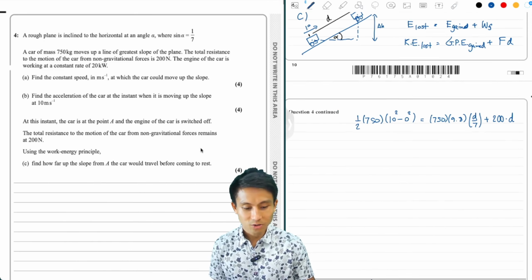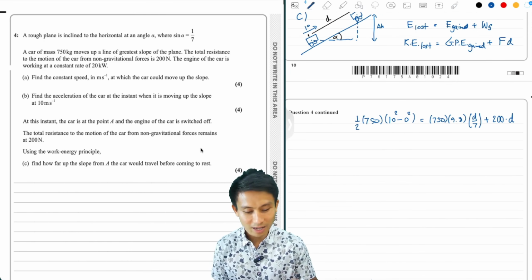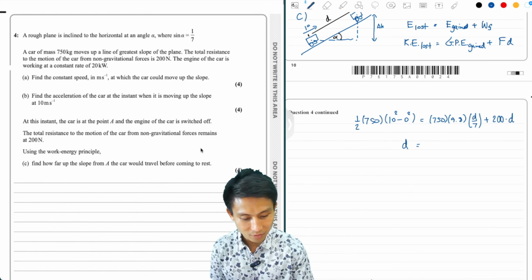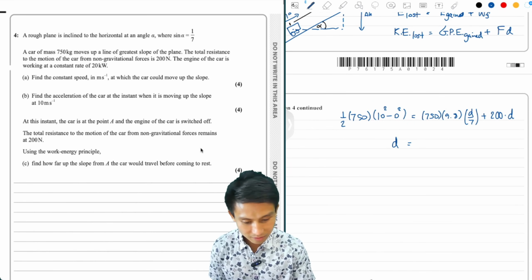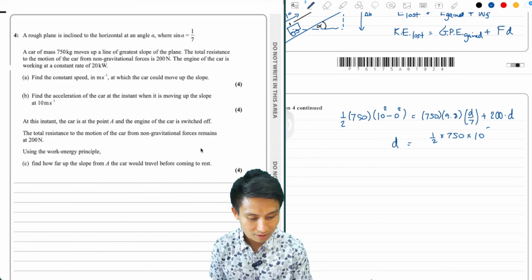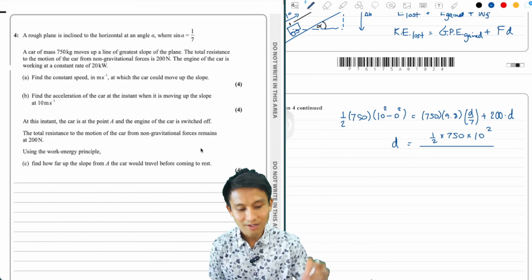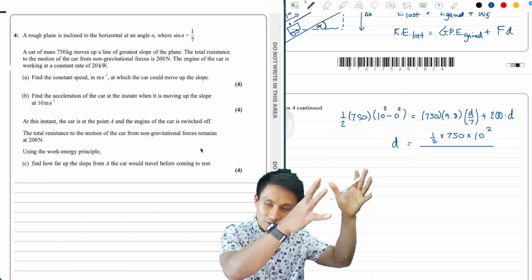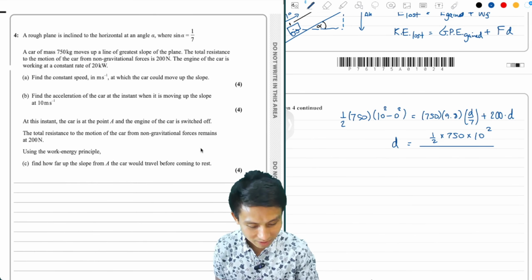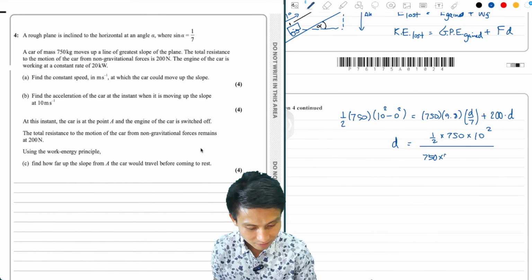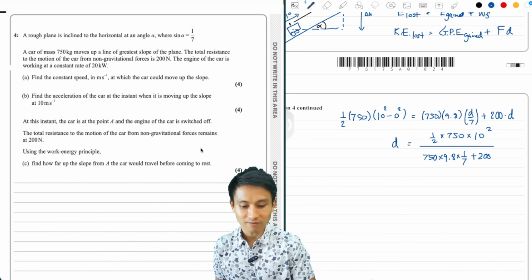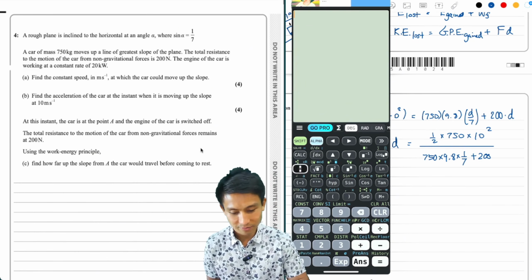Okay? So if you solve this, you get d. And I'm just going to do d equals. So if I do the left-hand side, so I make d the subject here, all divided by, well, you gotta simplify this right-hand side first. If I factorize d out, and then I'm going to divide the coefficient of d to the other side, that's why I'm writing the denominator here. So it's 750 times 9.8 times 1/7 again, plus 200. If you solve that, you get the answer for d, yeah?